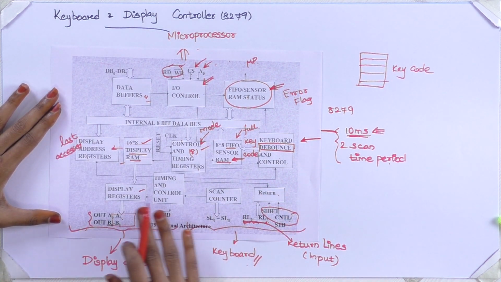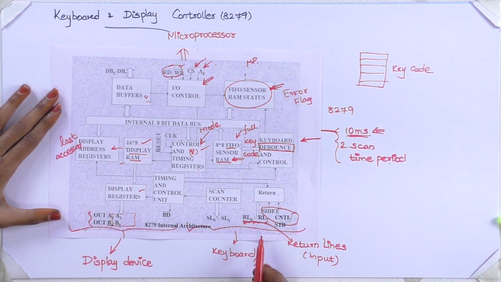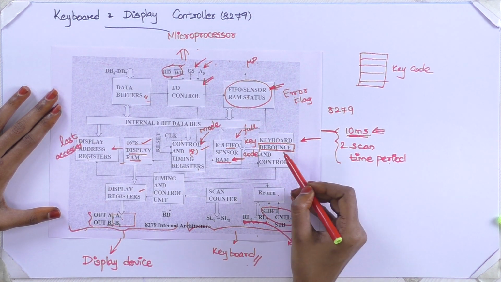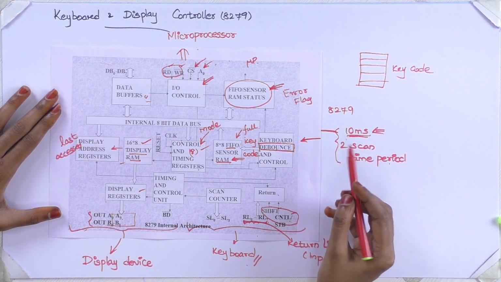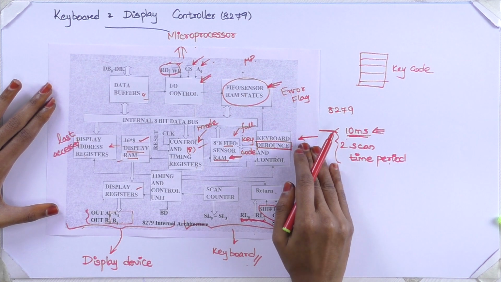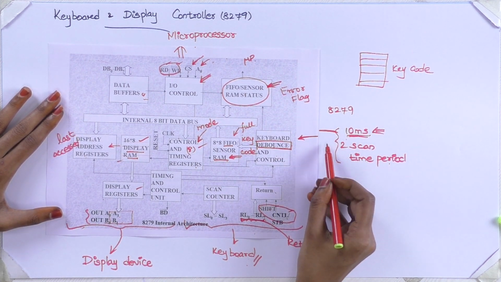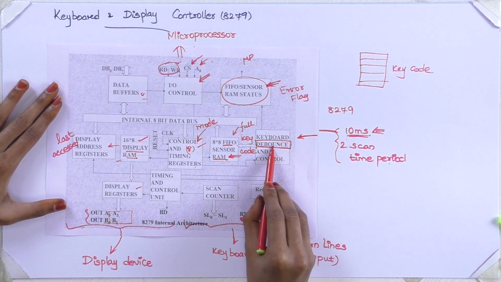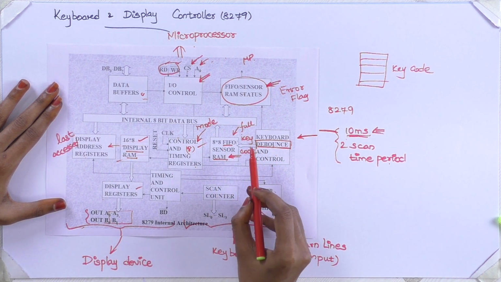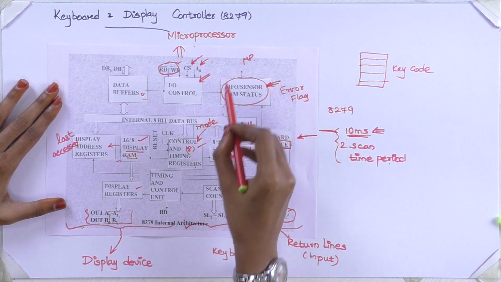As I have already told you, here you have two segments, the keyboard segment and the display segment. From the keyboard you will get the values, that means key codes, from the return lines along with the shift and control key. This will be checked for 10 microseconds to see whether the key has been pressed for this time period. If so, the key will be recognized, then the key code will be stored in the FIFO RAM. From the FIFO RAM the processor will get the data.